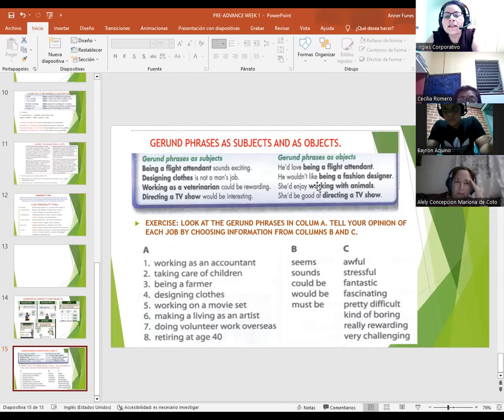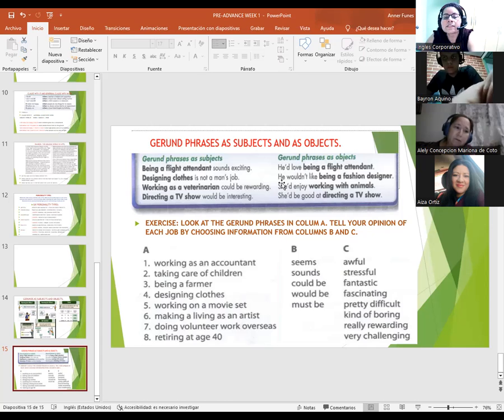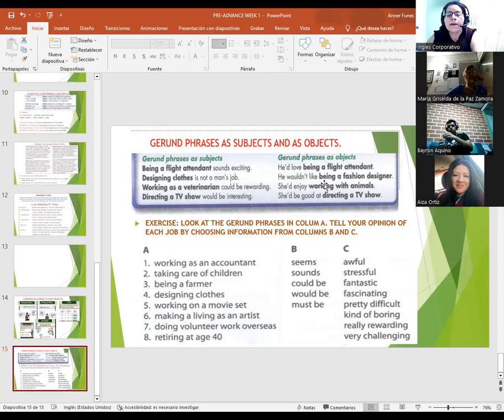Now, second, he wouldn't like being a fashion designer. A él no le gustaría ser un diseñador de moda. ¿De quién estamos hablando? De él, right? ¿Y qué es lo que estamos diciendo? Que no le gustaría ser un diseñador de moda. Entonces, esto va en calidad de objeto. Va en medio, pero va con el ing. Verb plus ing.